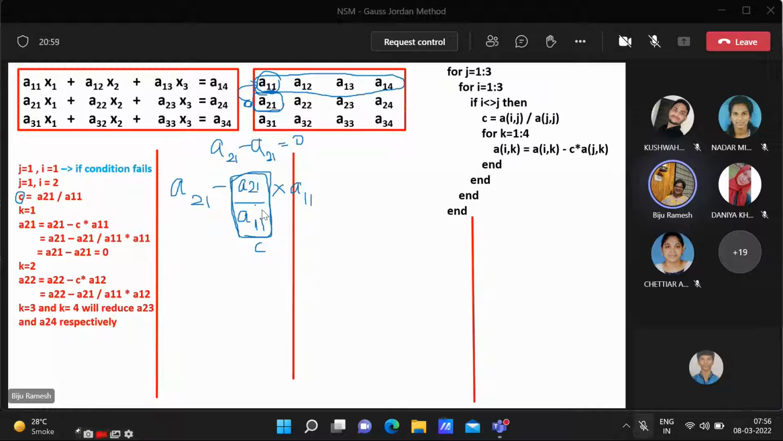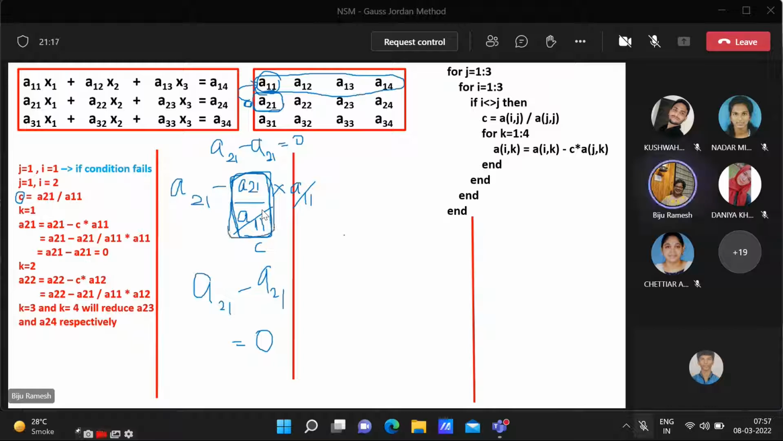So if I take this as a constant, this and this, I will get A21 minus A21. That is equal to 0. So I should be very careful in choosing this constant.